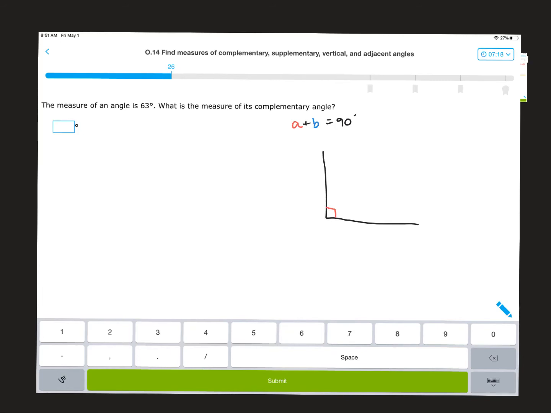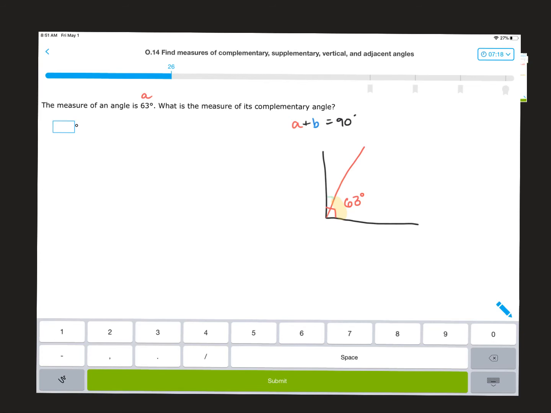So now you have an angle that they give you. So let's let this be A. 63 degrees plus what is 90 degrees? Or can I just take away 63 from 90? So if this is 63 degrees, right? So I have this angle plus another angle, right? Should equal 90 degrees.